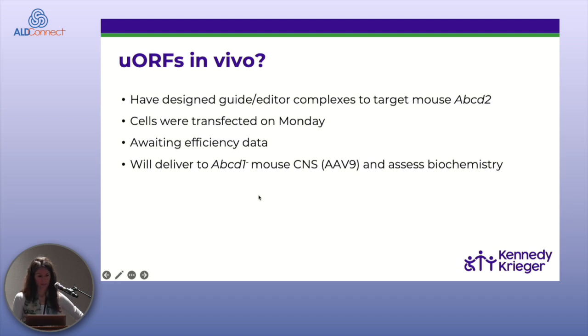Many of us know that the ABCD1 knockout mouse is not the best model for ALD, but the biochemistry is there. So one thing we're trying to do right now is see if we can take this approach into animals. We have transfected mouse fibroblasts with similar parallel guides and editors to see if we can increase ABCD2 expression in these mice. We plan to deliver those with an AAV9, assess biochemistry, look at biodistribution for how this ends up in the mouse brain, and see what we can learn from animal studies.